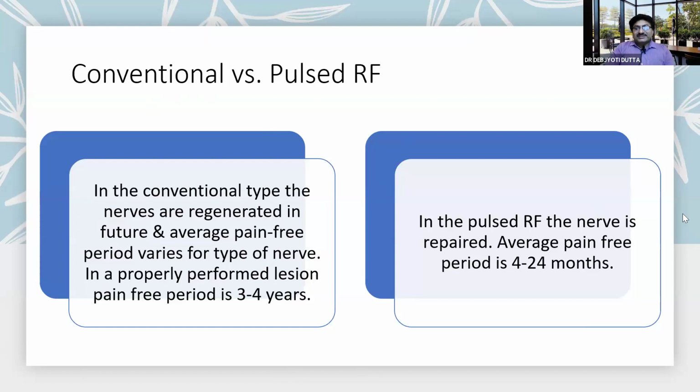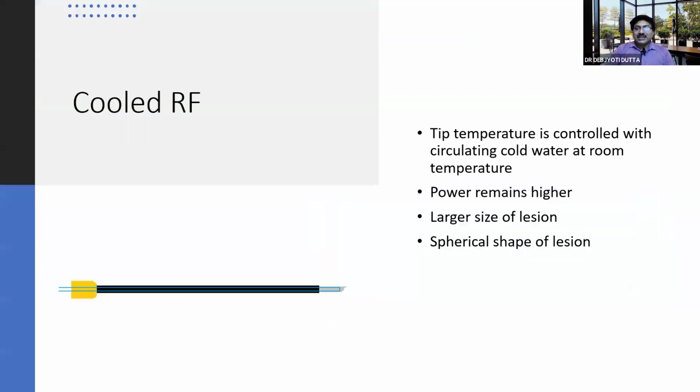So these are the comparisons. Always before doing it, the patient will ask, sir, how much relief can I expect? For a conventional radiofrequency, we usually say the pain-free period might last from 1 year to 5 years if properly done, and on average it goes up to 3 to 4 years. Whereas in pulse radiofrequency, it is usually 4 months to 24 months. So it is much less than the conventional radiofrequency.